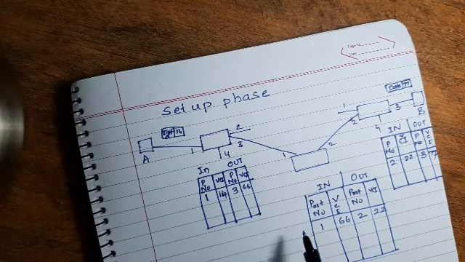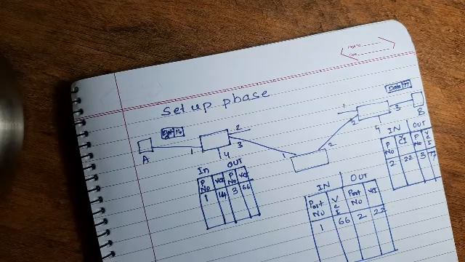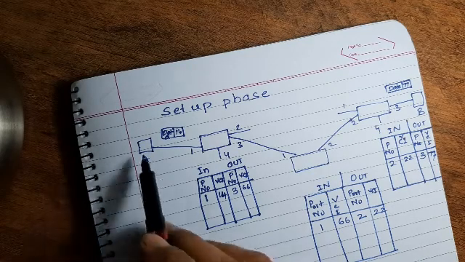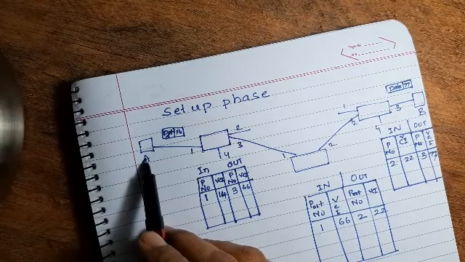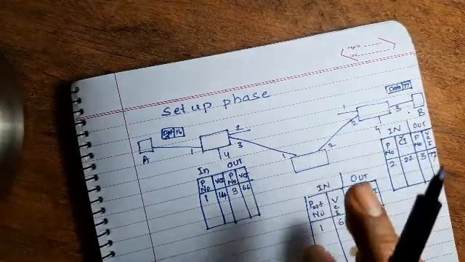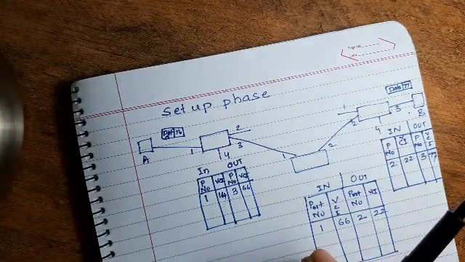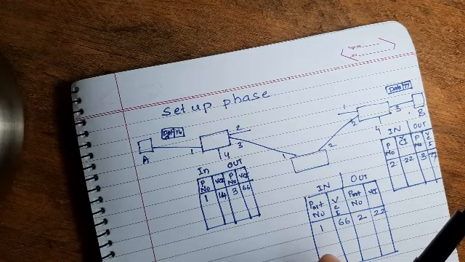Now we will discuss the setup phase. In the setup phase, a switch creates an entry for the virtual circuit. For example, suppose A needs to create a virtual circuit with B. Two steps are required. Step 1 is the setup request, step 2 is the acknowledgement.